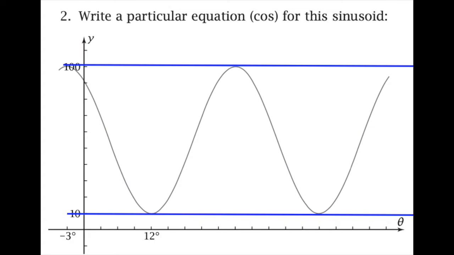You can see that the minimum there is 10, the maximum is 100. That means that the difference there, the distance from one to the other, is 90. And if you cut that in half and draw a line at the midpoint there, that's called the midline. Sometimes it's called the sinusoidal axis, a fancier word for midline.